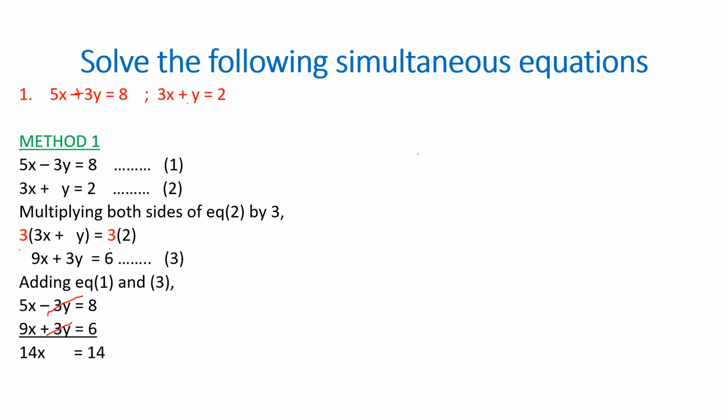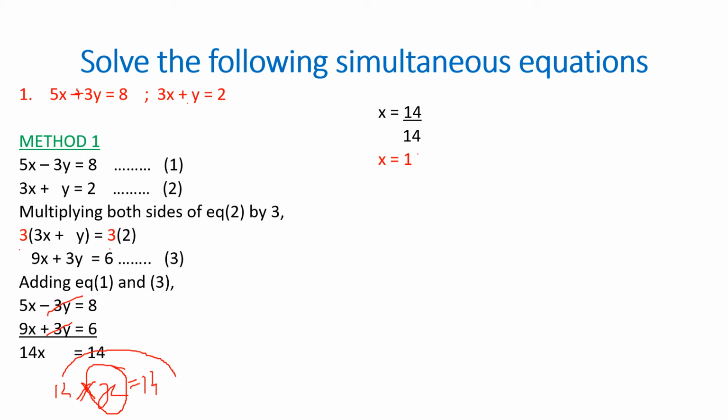So what does 14x mean? 14x means 14 into x is equal to 14, right? If I want to find out x, I'll keep this x alone. This 14 will go there, but since it was multiplication here, when it goes there it will become division. So x is equal to 14 divided by 14. When you do 14 divided by 14, it becomes 1. So this is my value of x, which is 1.